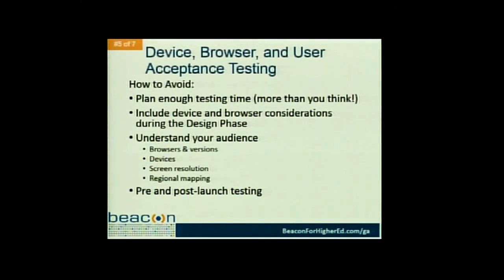So how to avoid this, and I know this is really high level, and I get that. All we can say at this point in this format is plan enough testing time, and that's more than you probably think. So if you have a web development partner, really spend time on this part of the project planning to figure out what really makes sense. If you're doing this in-house, lean on the experience that you have. If there's not much experience there, then reach out at least for a strategic partner to figure out what kind of testing time there should be?